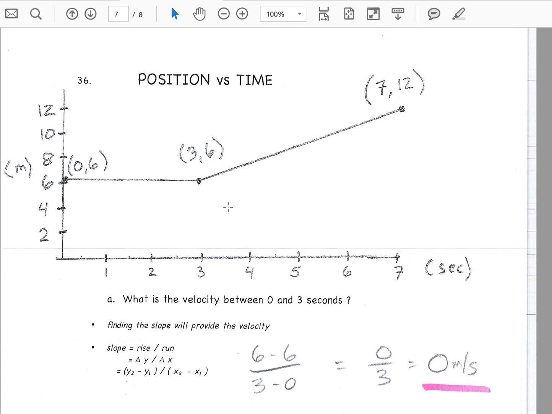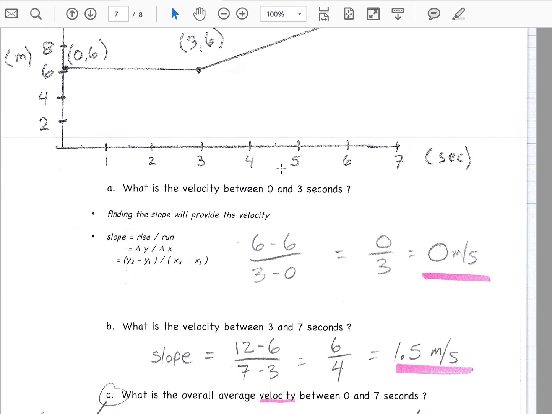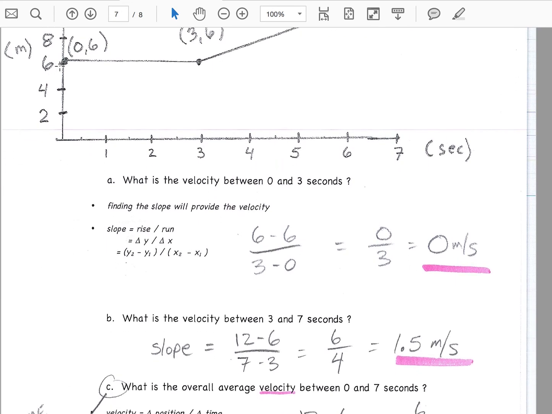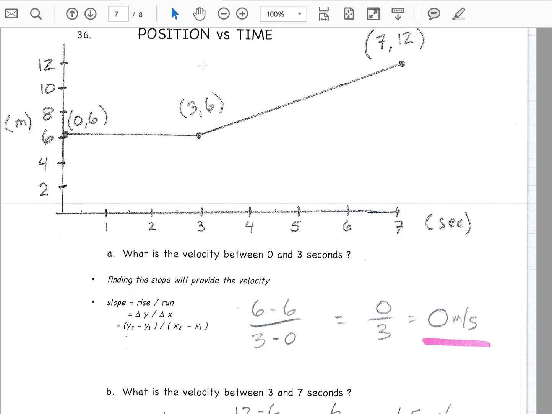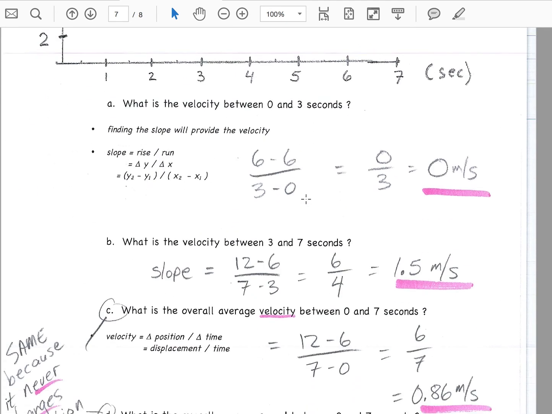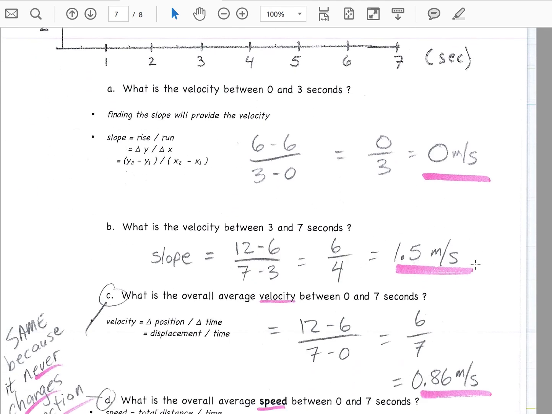Deep breath. And you see this position versus time, just think about, okay, I'm starting at a 6 meter mark. I'm sitting still. Then I get up and start moving. Now I'm going to move away and move another 6 meters out to the 12 meter mark. So the slope at the beginning is 0. Hopefully you see that as a 0 slope, 0 velocity. For the second piece, rise over run, I go up 6 over 4. Think about that.